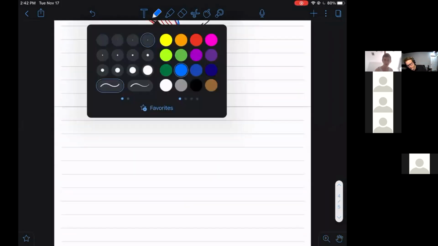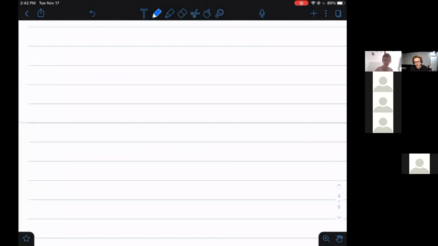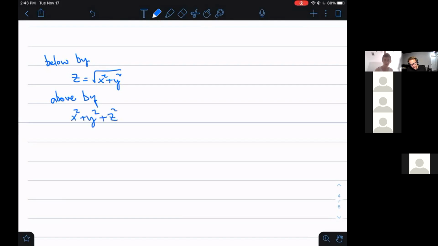So let's say that I was tasked with finding the volume or just setting up an integral between z equals the square root of x squared plus y squared, so that it'll be below by this, and above by x squared plus y squared plus z squared equals 1.